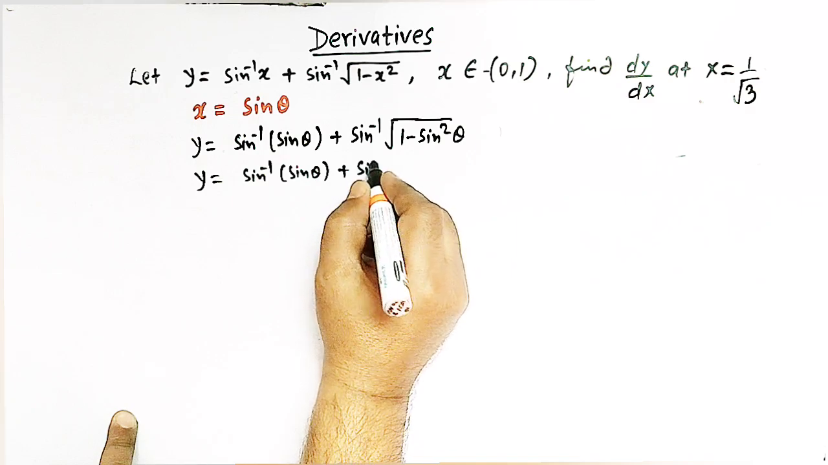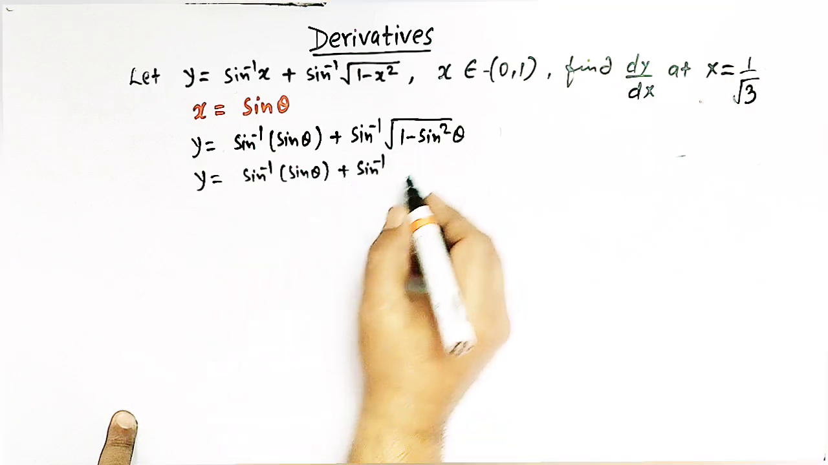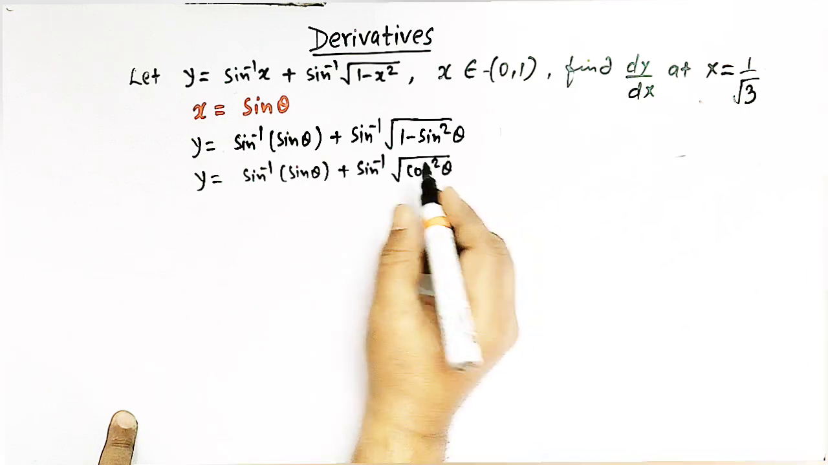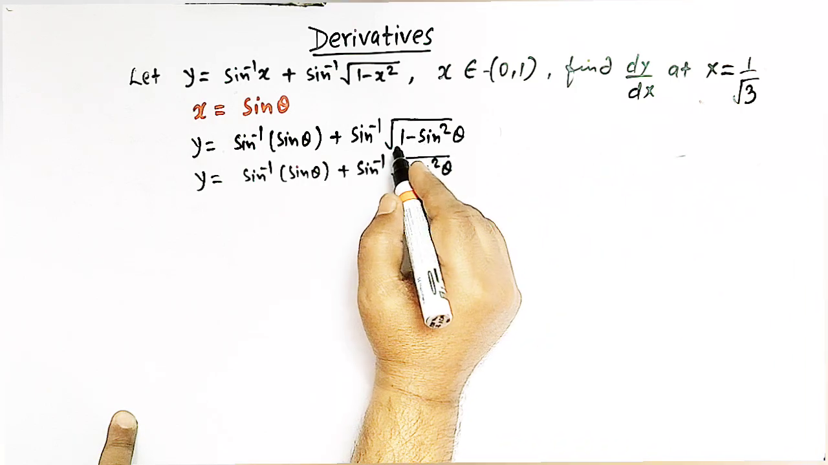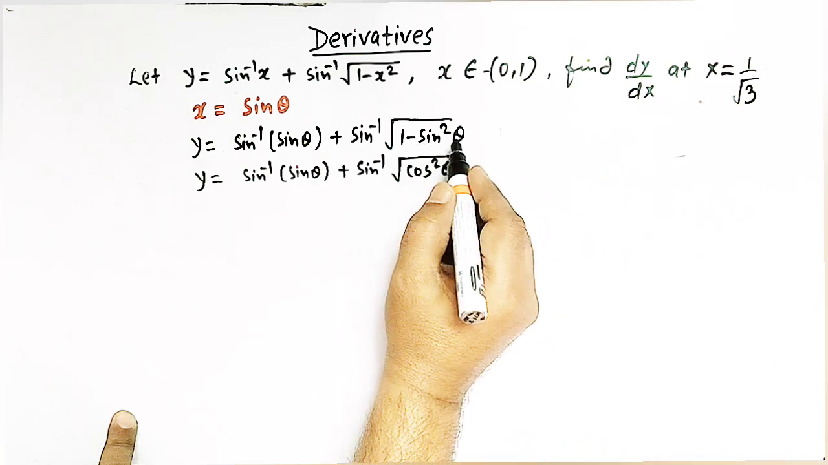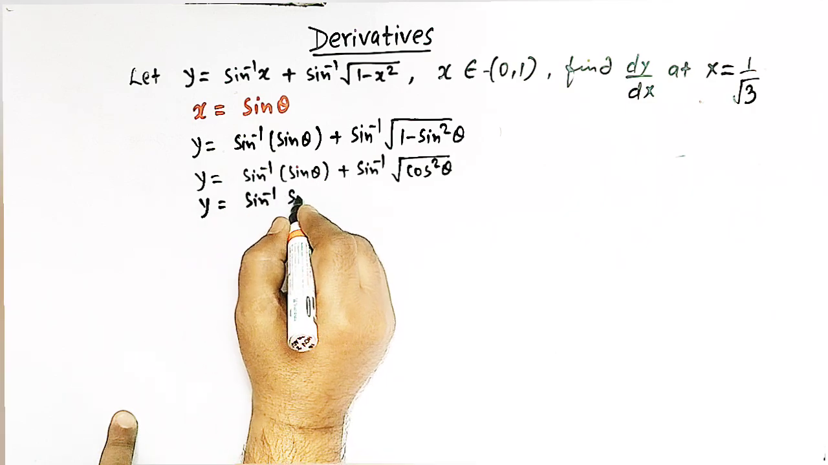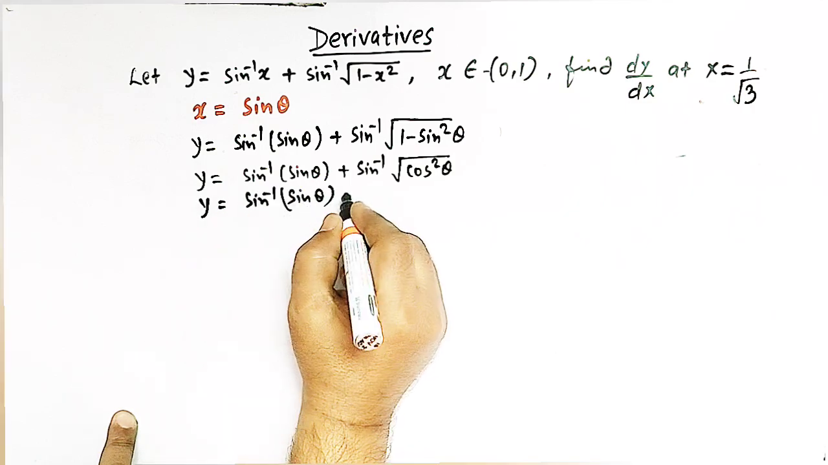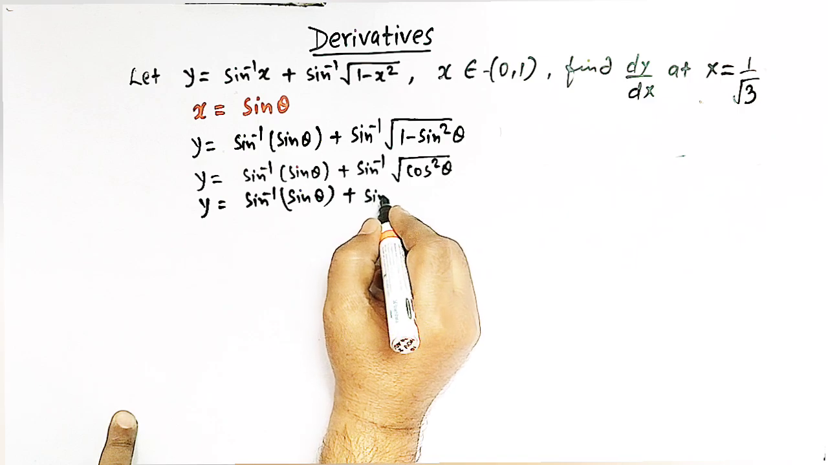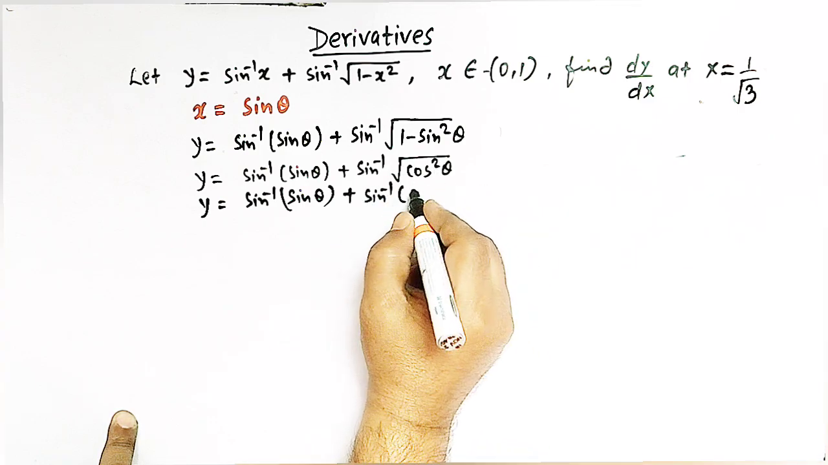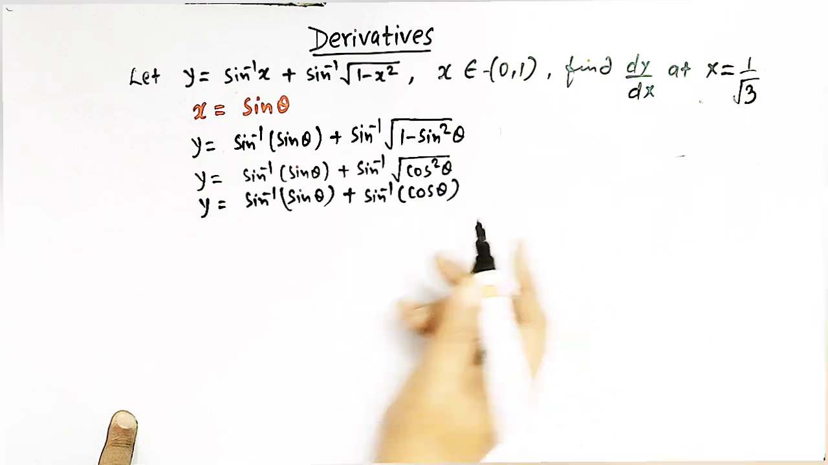So we have sine inverse, and we have square root of cos square theta, because cos square theta is equal to 1 minus sine square theta. And then we have sine inverse sine theta, and here we have sine inverse, and square root of cos square theta is simply cos theta, right?